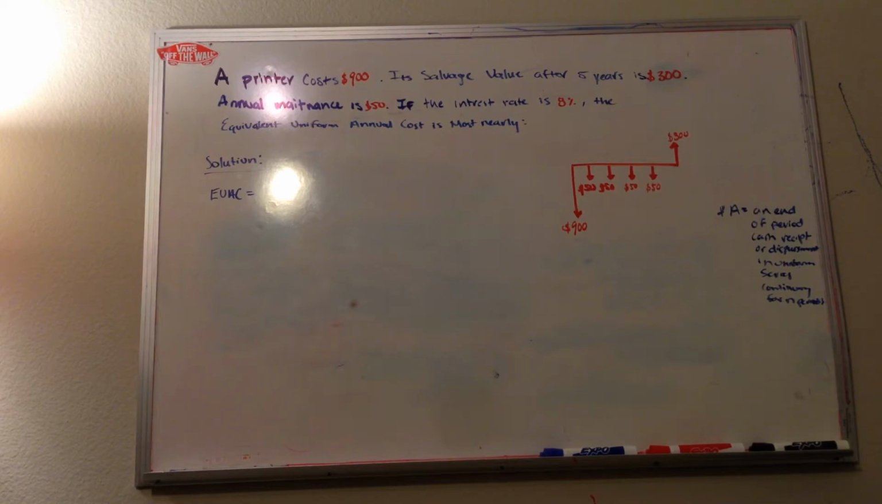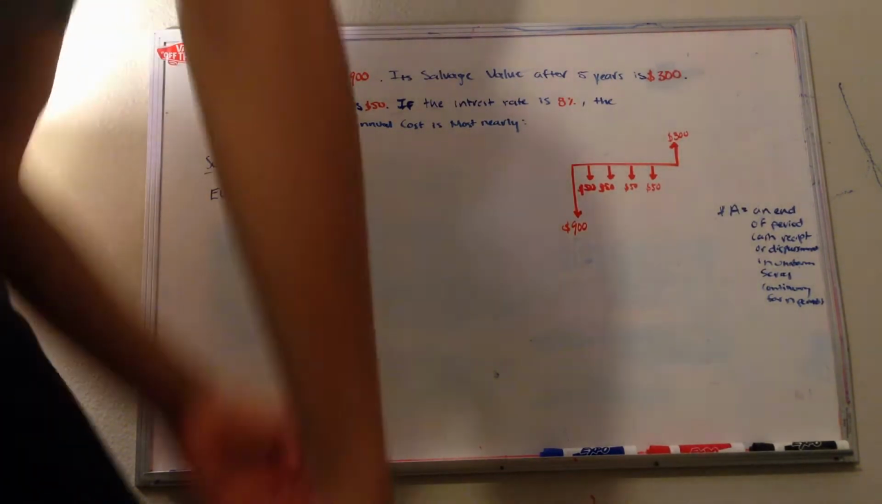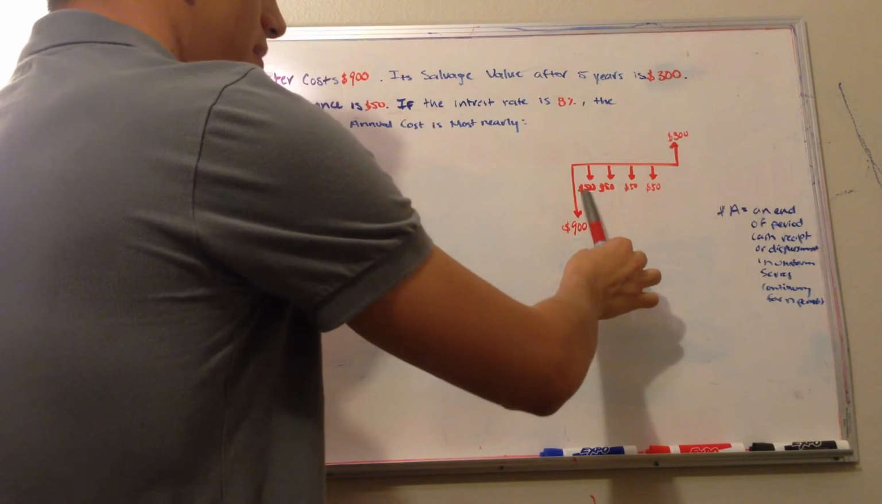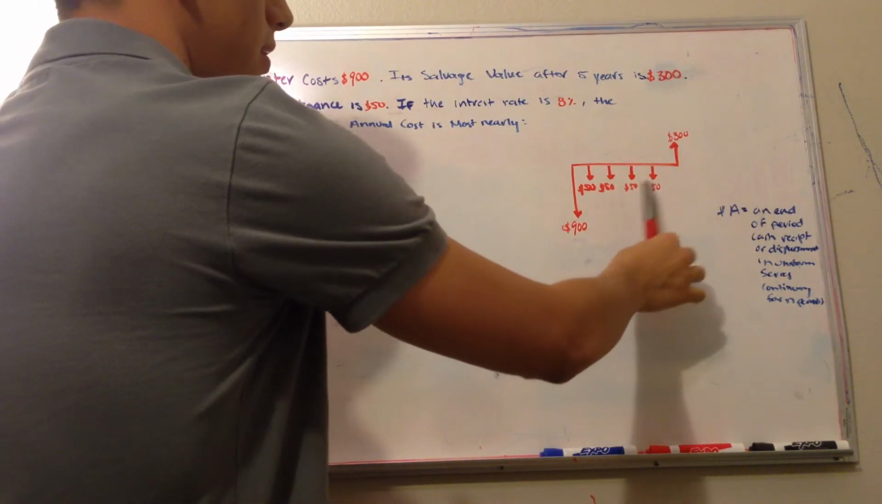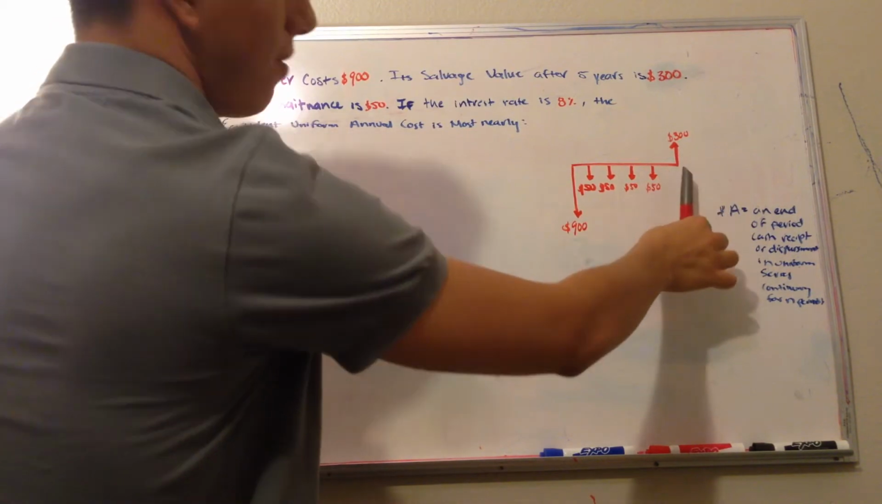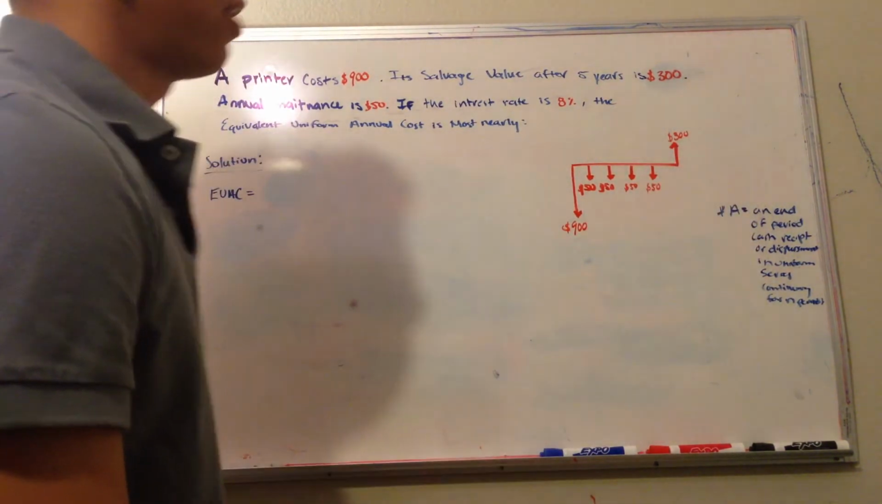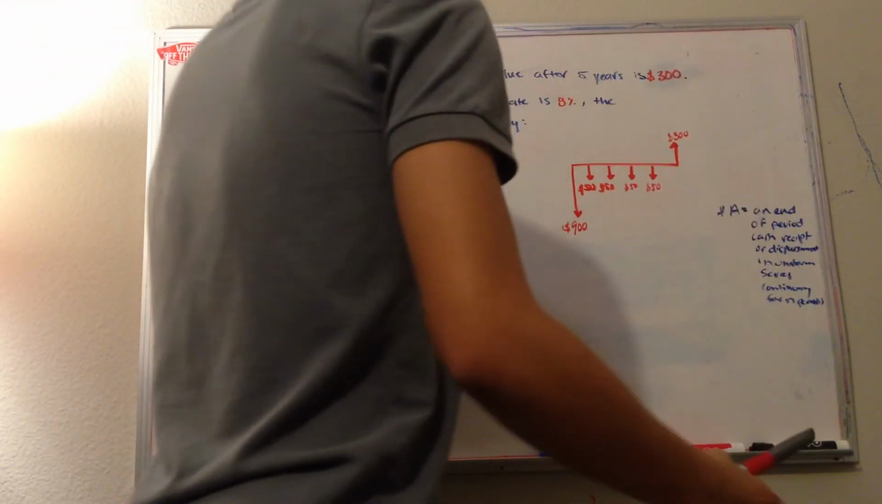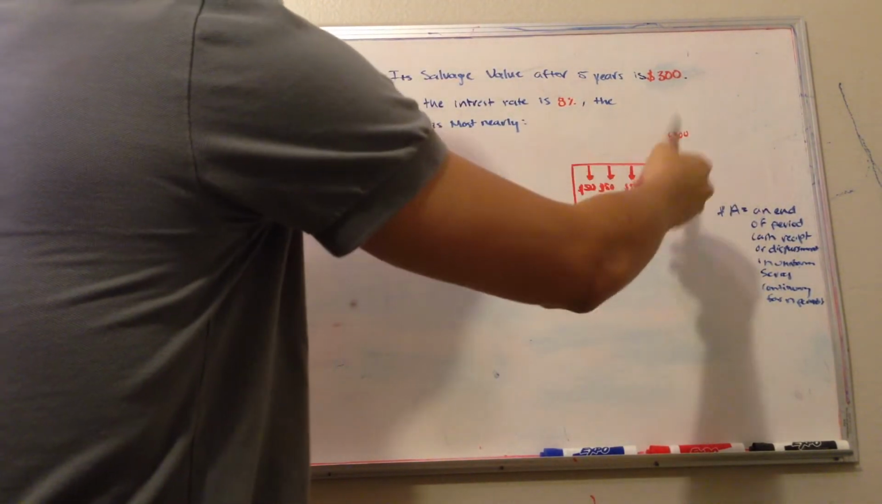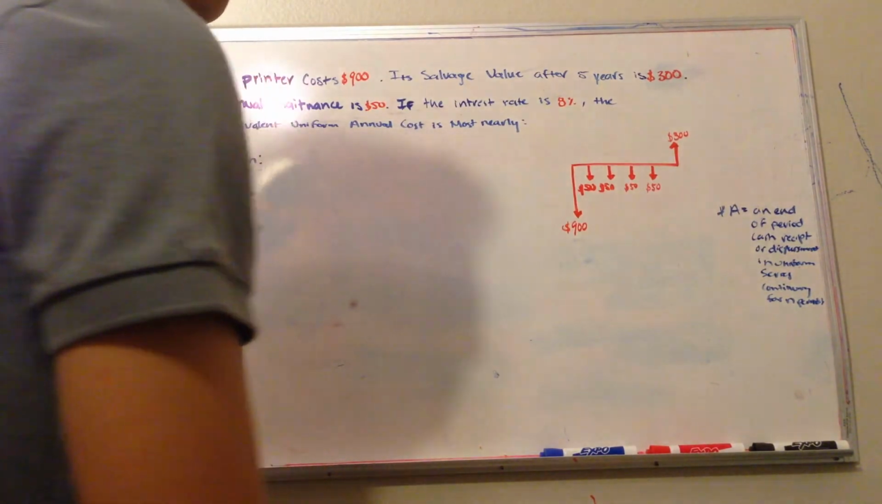So what we have to do at first is draw a cash flow diagram to see what's going on in the problem. So we have our initial investment of $900, then we have $50 maintenance payments that we make every year, and then at the end of the 5-year span we're going to sell it for $300. So we're given a present value, a future value, and we're just given annual payments that we're making.